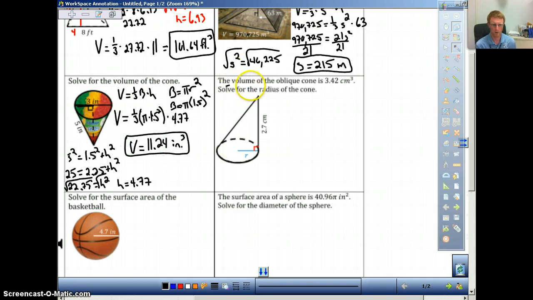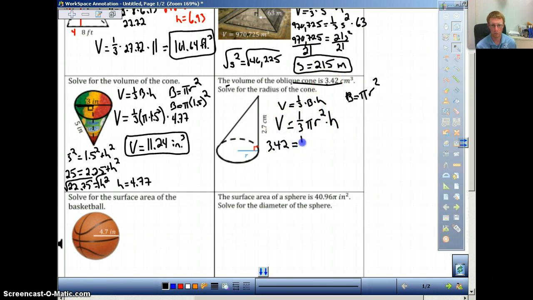Okay, next one. Again, they're giving us the volume. Okay, so that's given to us. We are trying to find the radius. So again, let's write this out. Volume equals 1/3 big B times H. Big B, we know big B is going to be a circle. So big B equals pi r squared. So let's write that in. Pi r squared times H.